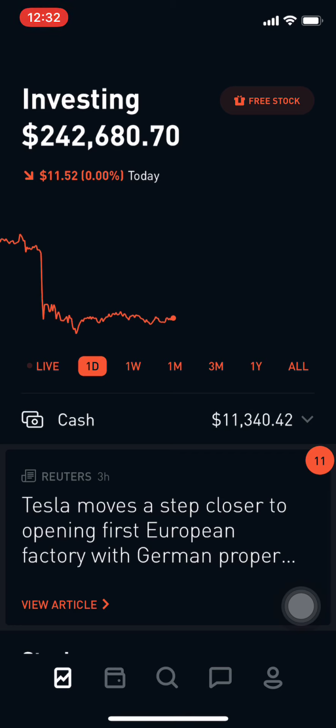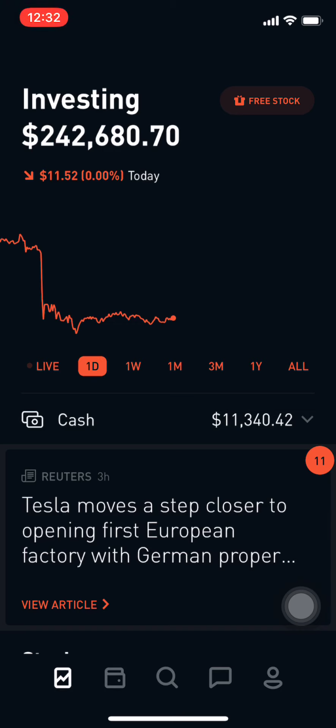Today I'm going to talk about Robinhood's cash management feature. Currently, I'm at $242,680, with a cash position of $11,340. I also have another $30,000 in a high yield savings account, so I can easily deploy it into the market when there are opportunities to buy.